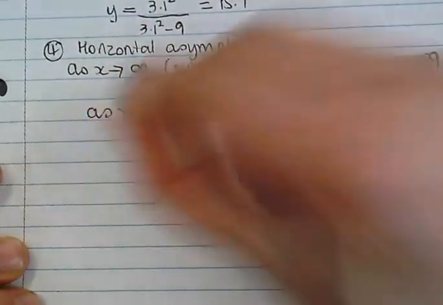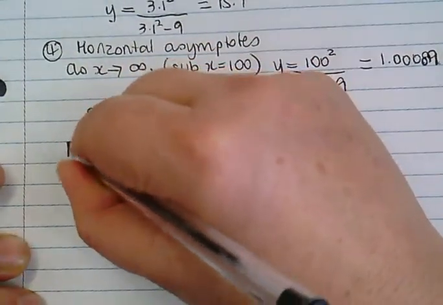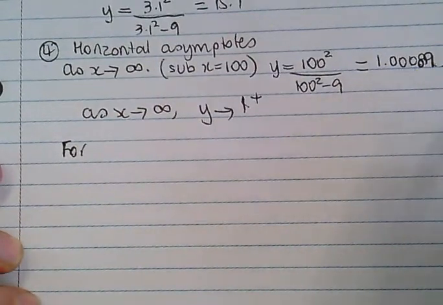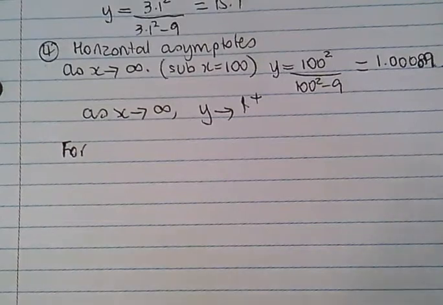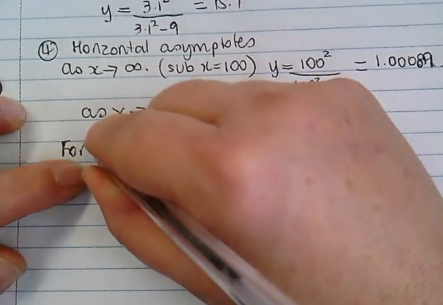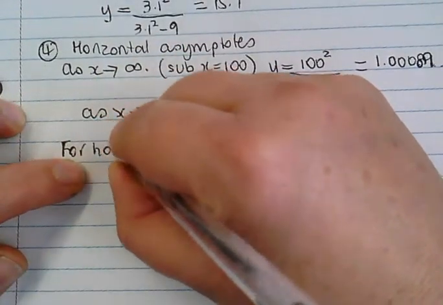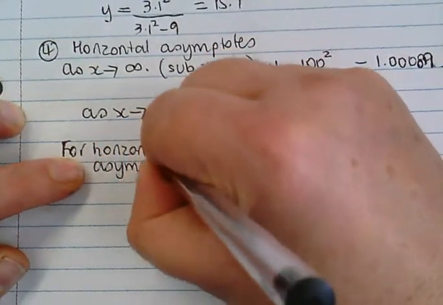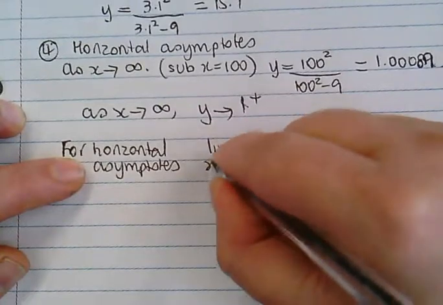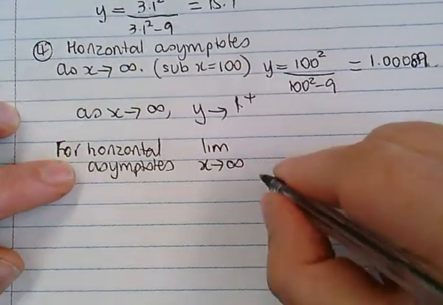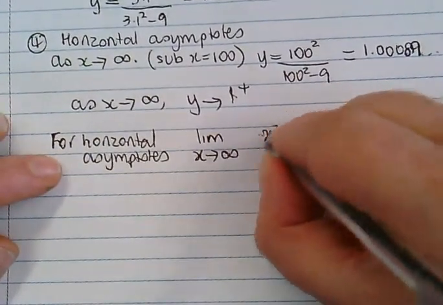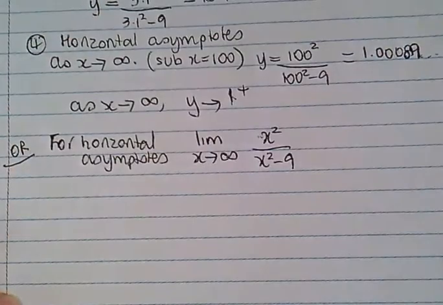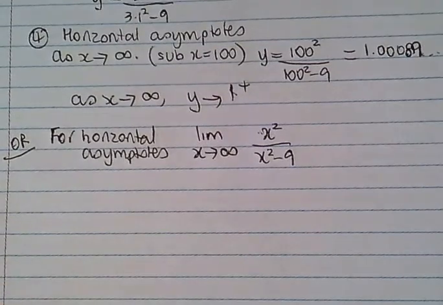But look, what we'll do instead, for horizontal asymptotes, someone told me 1.00009. That's approaching 1. Or you can do the following. For horizontal asymptotes, you find the limit, if you want to do it this way, as x approaches infinity, which is what we were doing before, of x squared over x squared minus 9. You can do it this way, what we were just doing.